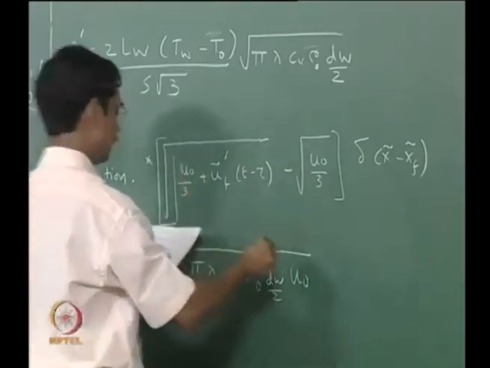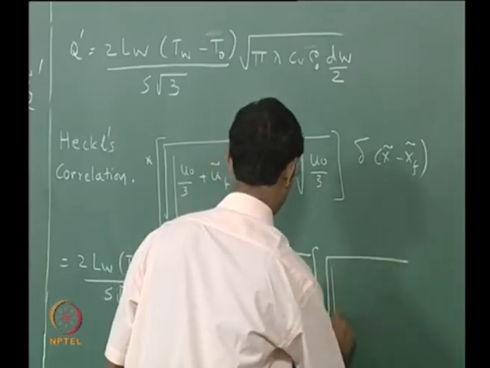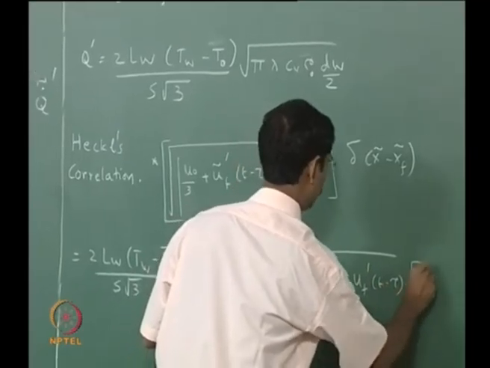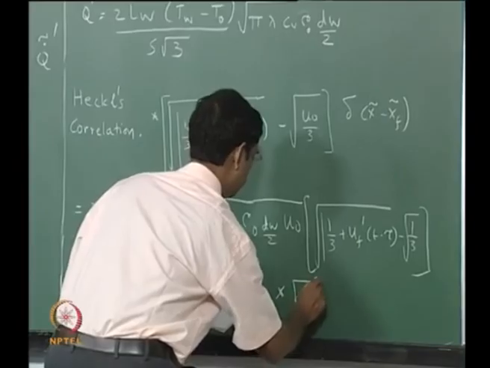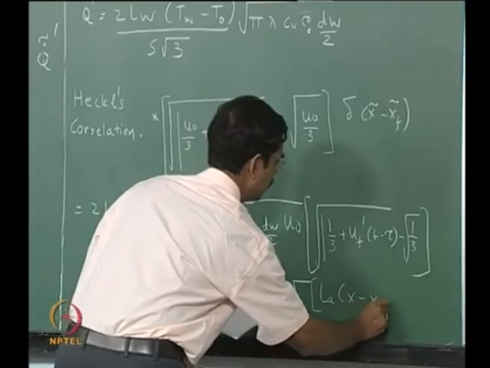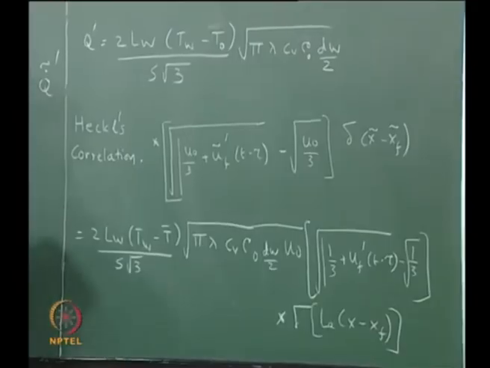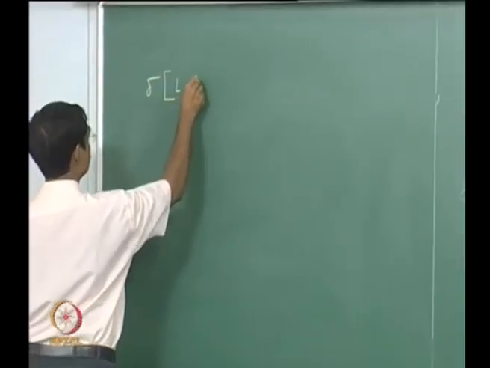So I will take this u naught out. So then I can write in terms of the non-dimensional fluctuation, multiplied by delta of LA into x minus xf. So this is the correlation. So I will write an identity, you can check this yourself, it is quite easy to prove.